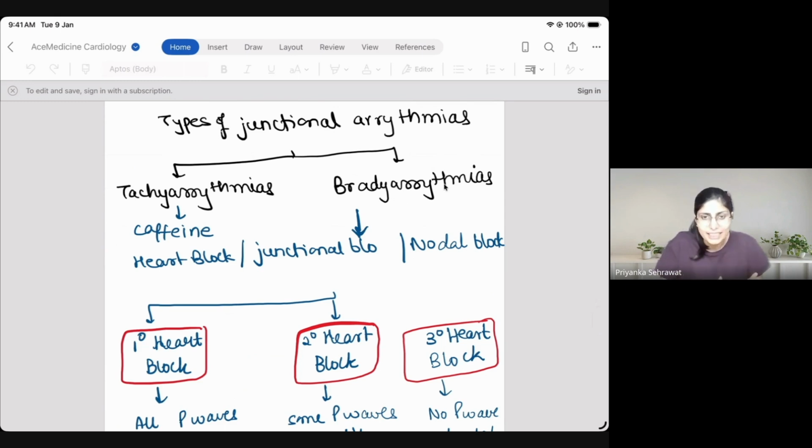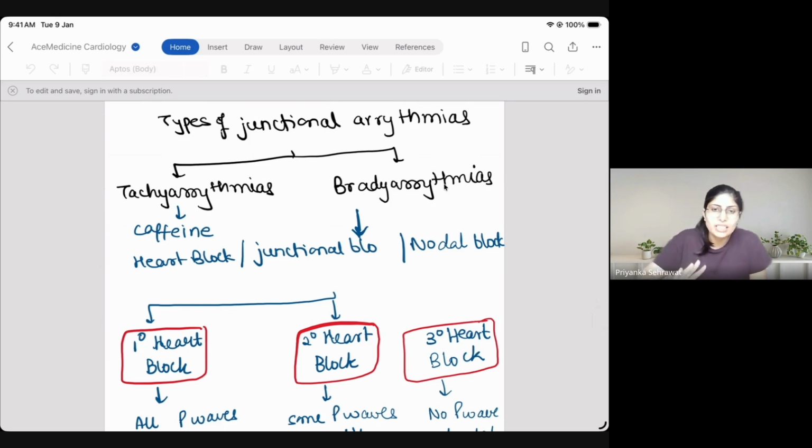We will talk about tachyarrhythmias also. They are either seen physiologically with caffeine intake or because of a re-entrant pathway around the junction, around the AV node, like in Wolff-Parkinson syndrome or in intranodal re-entrant pathway. We'll talk about those. First, let's look at the bradyarrhythmias.